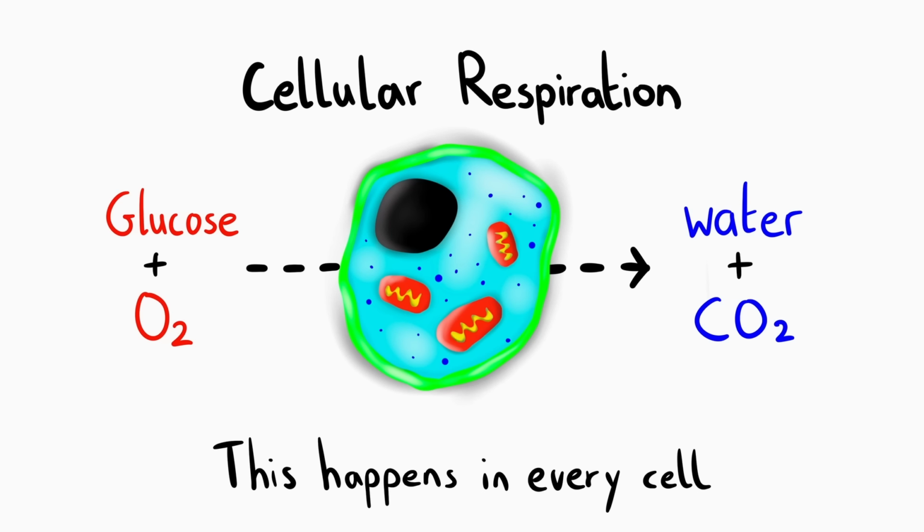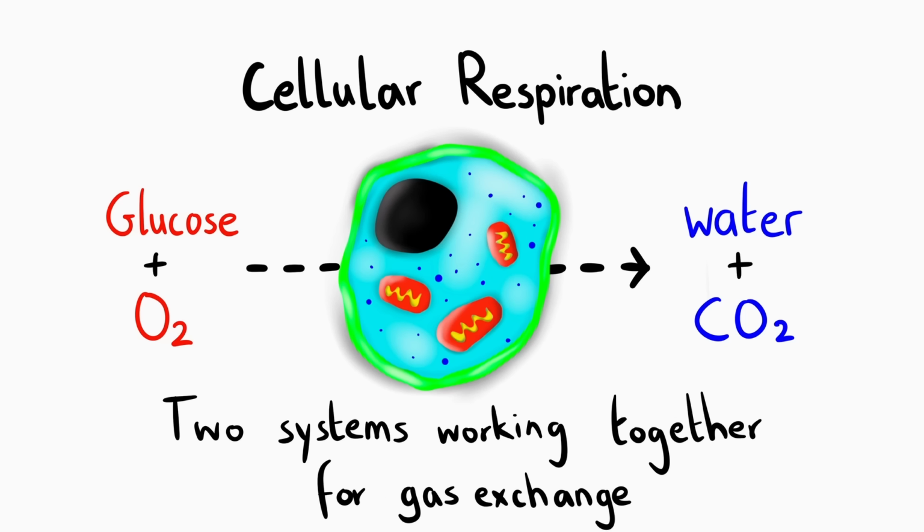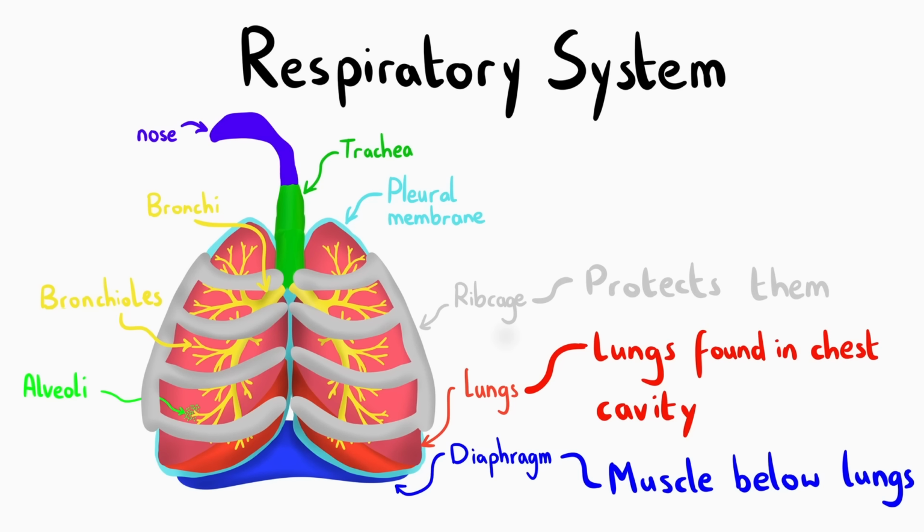Your cells need a constant supply of oxygen to carry out respiration, the process that releases energy from food molecules. At the same time, they need to eliminate carbon dioxide, a waste product of respiration. The respiratory system is specialized to take in oxygen and remove carbon dioxide, while the circulatory system transports these gases throughout the body. Let's start by understanding the structure of the respiratory system.